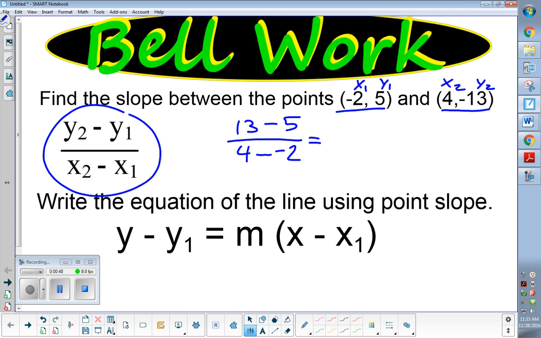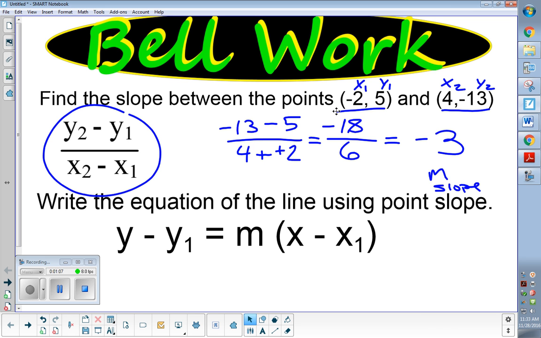Negative 13 minus 5. Geez, I'm already off to a bad start. Negative 18. And 4 minus negative 2, that would be 6. Negative 18 over 6 is negative 3. That is my m, that is my slope.